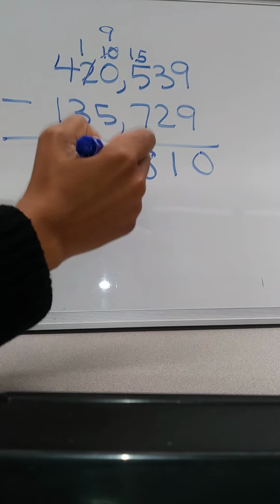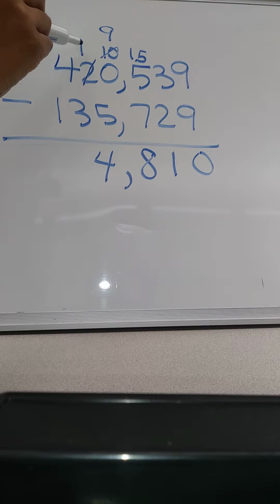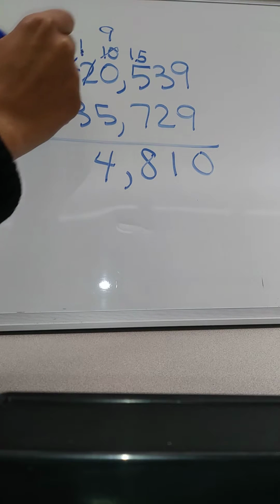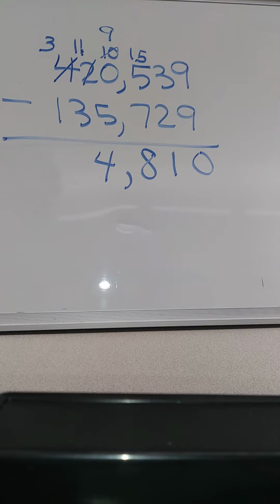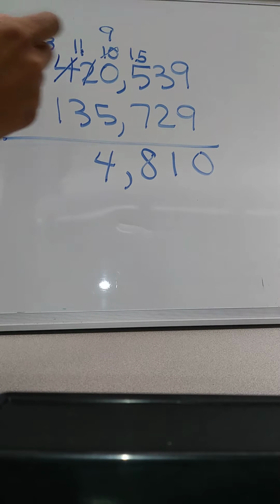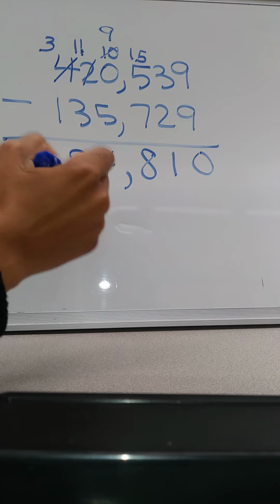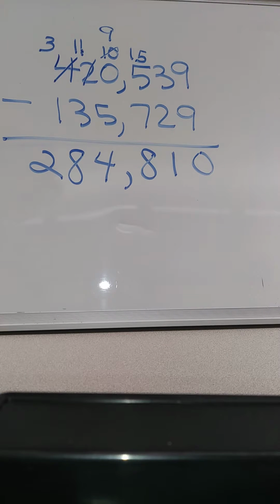9 minus 5 is 4. 1 minus 3. Oh, you can't do 1 minus 3 because this number is lower. And whenever the number on the top is lower, you got to go next door and get 10 more. So you borrow from the 4, make it a 3, and then you can put this 1 here. That number becomes 11. So it's 10 that was there plus the 10 that you borrowed, and that's 11. So 11 minus 3 is 8, and 3 minus 1 is 2. So then your answer is 284,810. So why don't you give that a try?